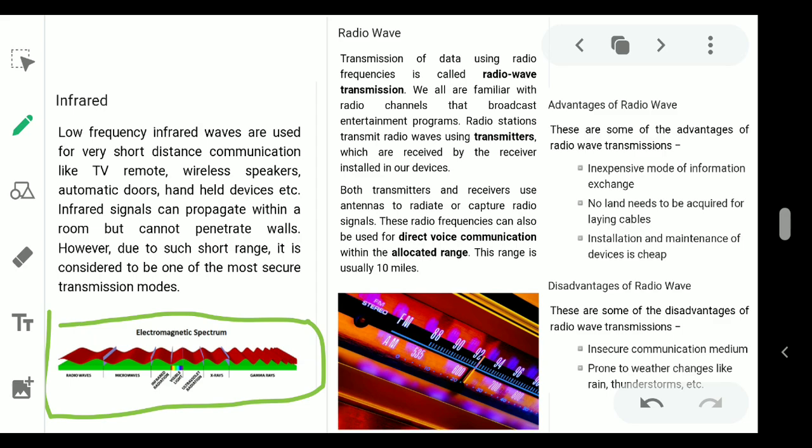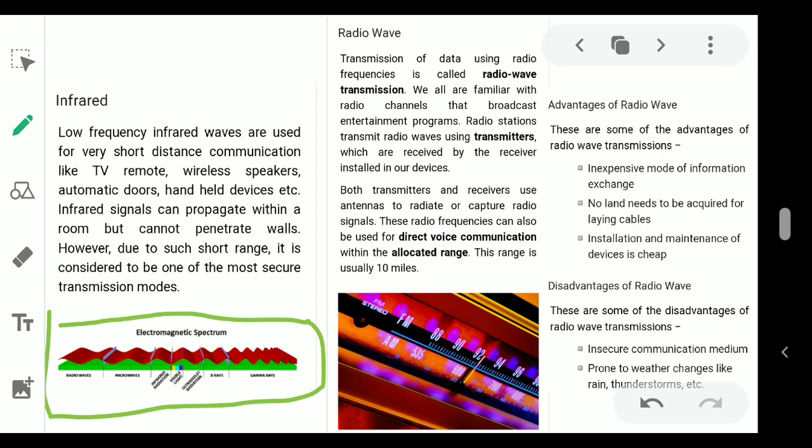So what are the disadvantages we are facing? There are some disadvantages of radio wave transmission. It is an insecure communication medium, prone to weather changes like rain and thunderstorms. When a thunderstorm is occurring, if you turn on your radio, you will see the frequency is not matched, or there is some distortion or noise. So that is the problem.